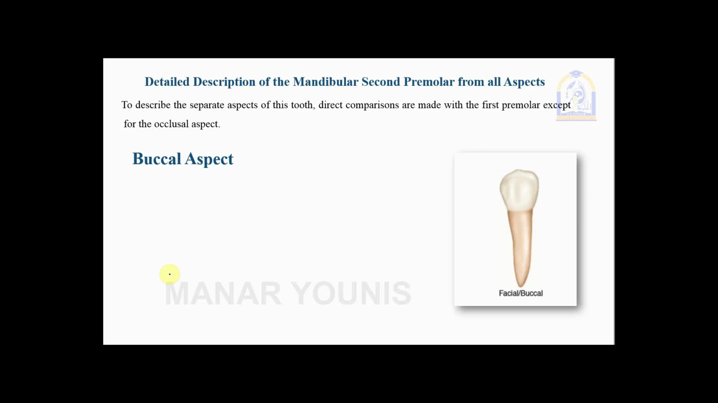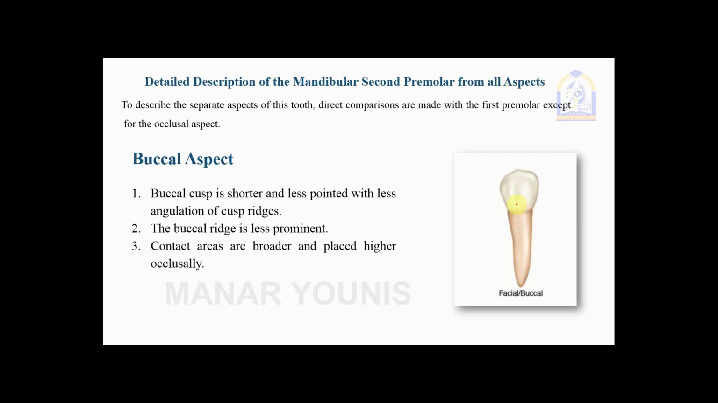Now moving to the detailed description of the mandibular second premolar. Usually all the aspects will be described in comparison with the mandibular first premolar, except for the occlusal aspect, which will be discussed in more detail. Regarding the buccal aspect, the main differences between the two teeth: the buccal cusp is shorter and less pointed, as you can notice here. It is shorter, the cusp ridges show less angulation or less slope, and the cusp tip is less pointed.